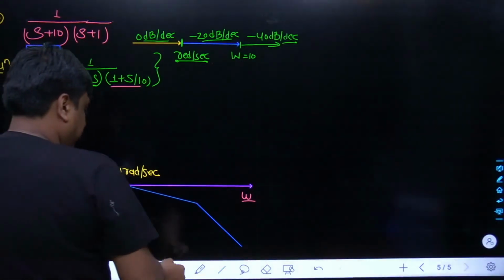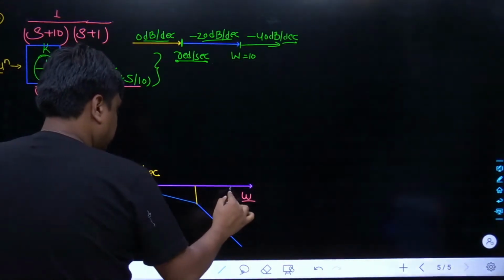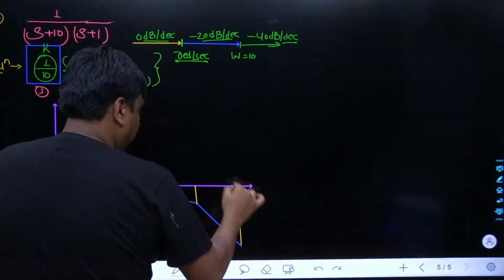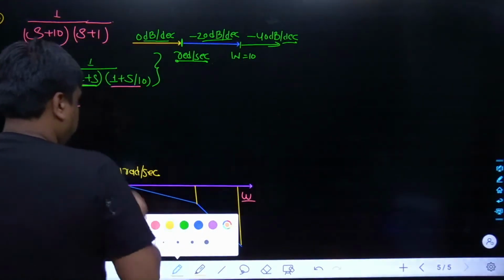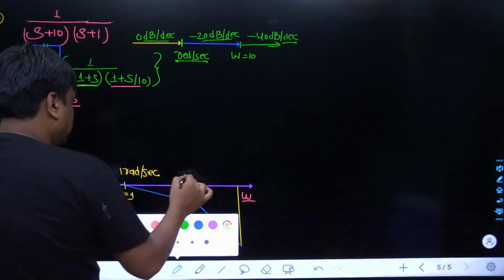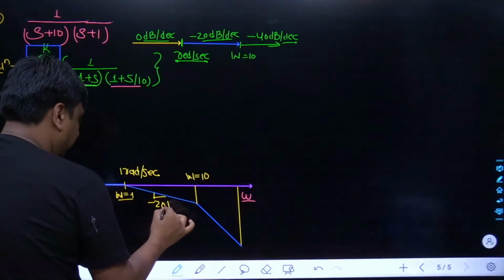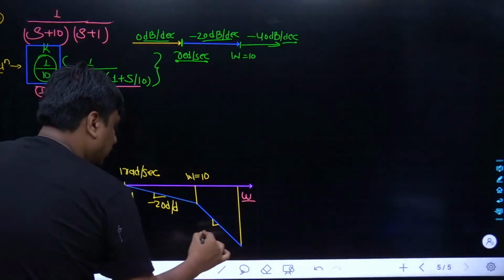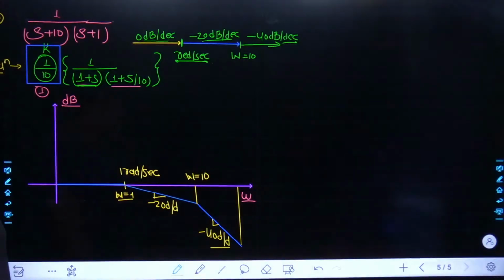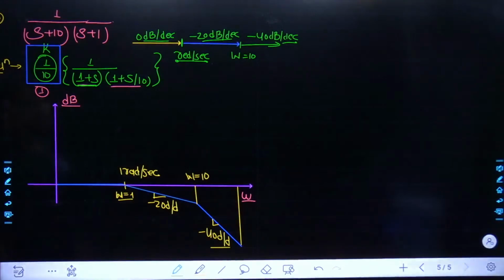Even if you want, we can take a reference also. Like this. Omega is equal to 1, omega is equal to 10. The slope was minus 20 dB per decade, and here the slope was minus 40 dB per decade. Yes, no? Till this point, there should not be any problem as such.